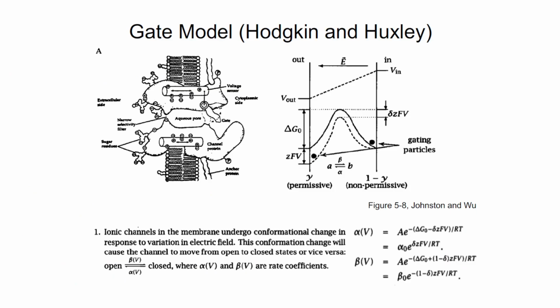Next, I'll be talking about a few examples, a few applications of modeling in biological systems. This is one of the models that has been here for a long time, I think from the 1950s, and this model has stood the test of time. This is the gate model proposed by Hodgkin and Huxley.